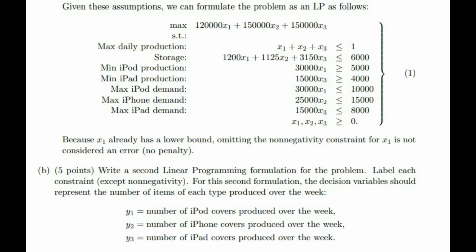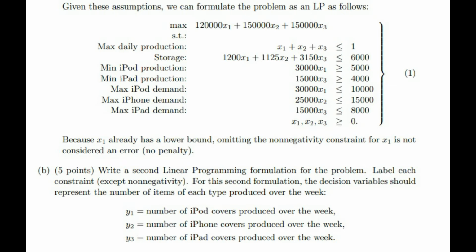Given these assumptions, we can formulate the problem as a linear program as follows. Maximize 120,000 X1 plus 150,000 X2 plus 150,000 X3, subject to: Maximum daily production: X1 plus X2 plus X3 is less than or equal to 1. Storage: 1200 X1 plus 1125 X2 plus 3150 X3 is less than or equal to 6,000.